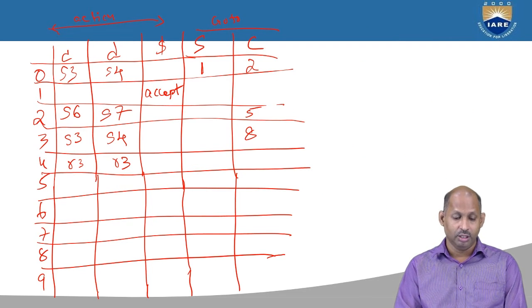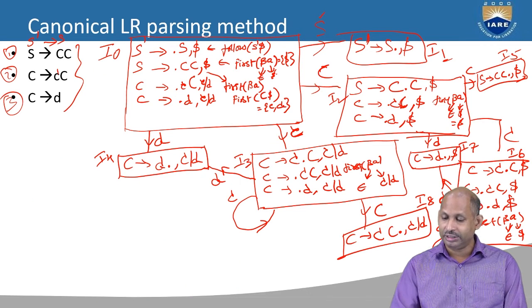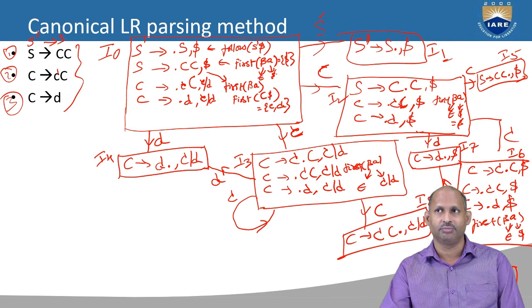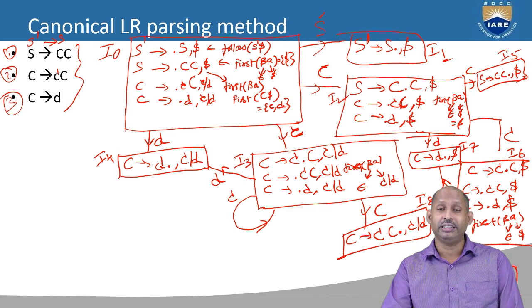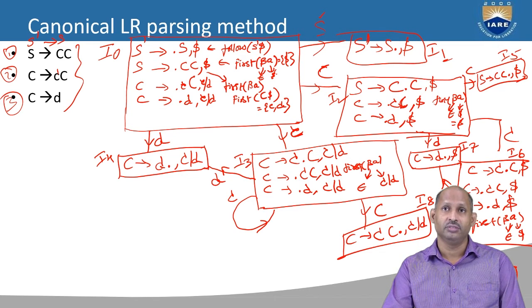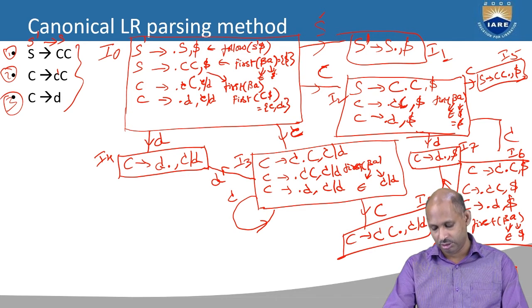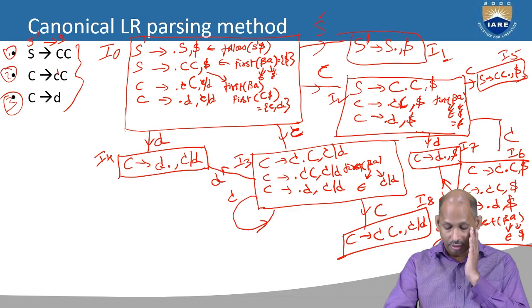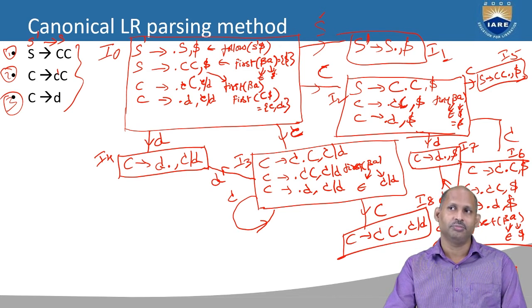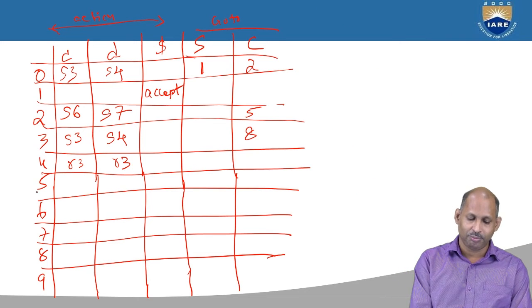Then state 5. State 5 is a dot end. For which production is it dot end? It is a dot end for production number 1. What is the lookahead symbol? The lookahead symbol is dollar. Right? So simply, dollar.